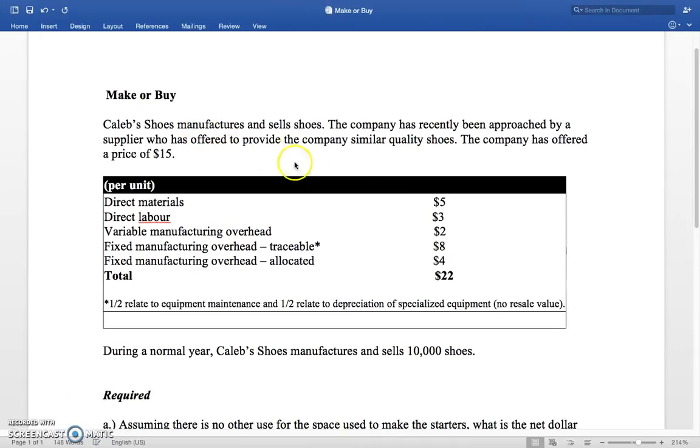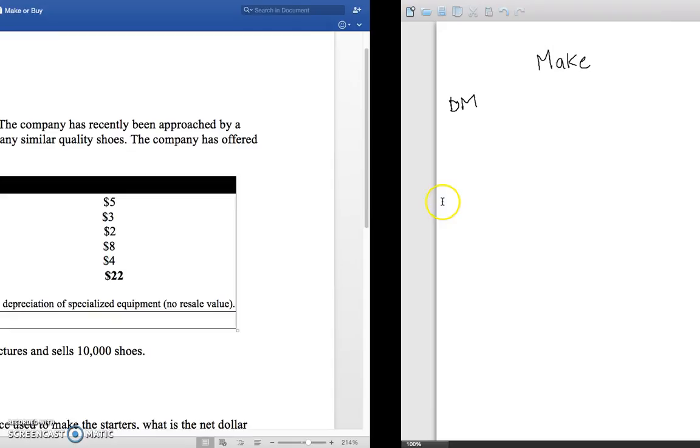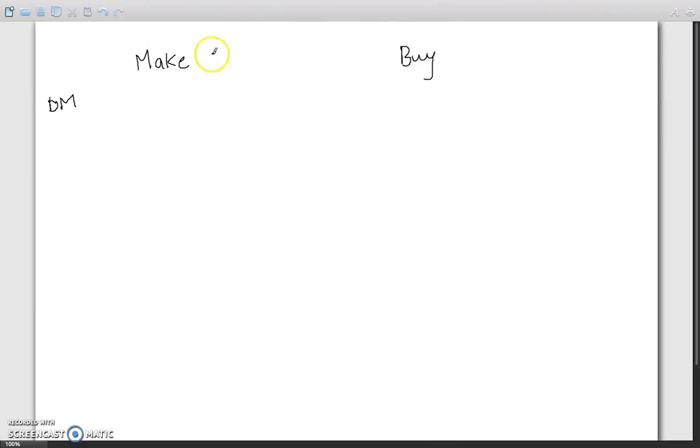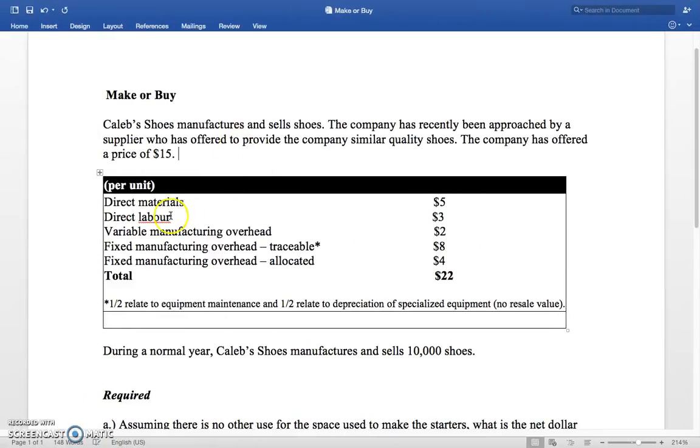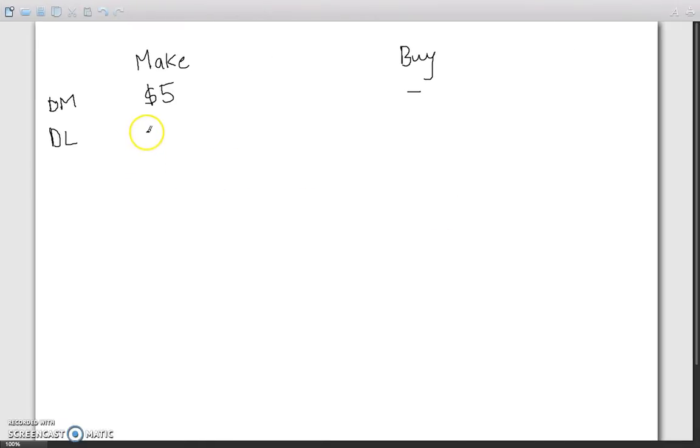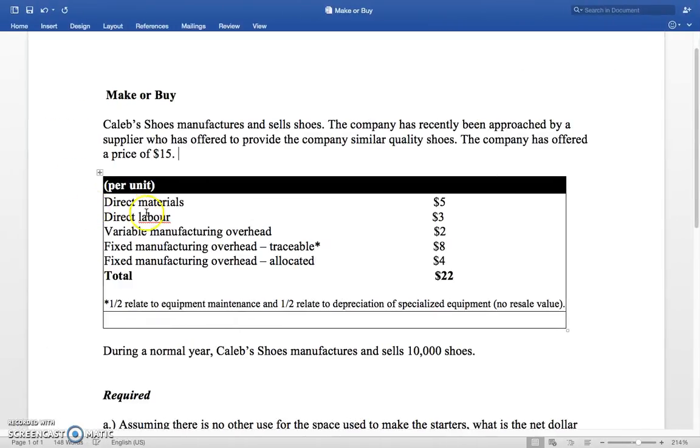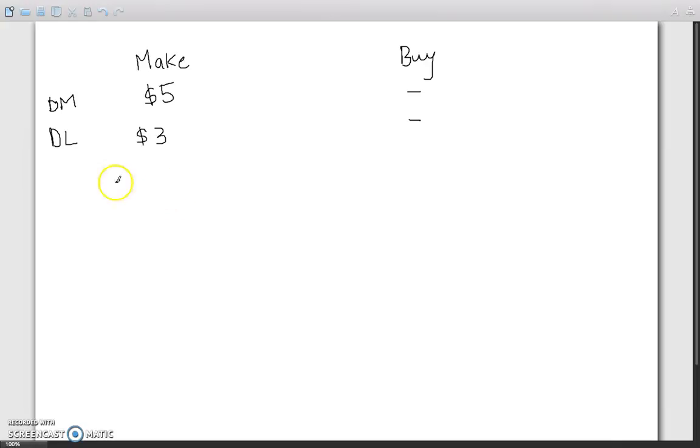So if you make it yourself, your direct materials are straight up $5 per unit, right? These are per unit figures, so $5. And if you decide to buy it, then you have no direct material cost, right? Again, on to direct labor. Your direct labor is $3 if you make it, and you don't have any direct labor if you buy it because you get it wholly in your hand, right? Variable manufacturing overhead, again, that is only if you decide to make it, but not if you buy it.